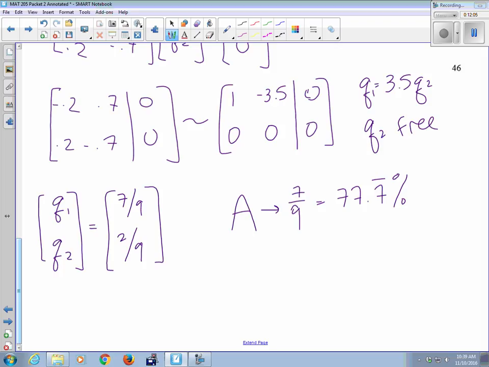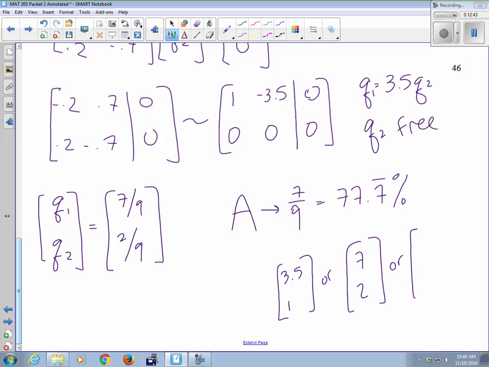So I picked any solution Q1, Q2, right? Yanni had suggested 1, 3.5. And I was like, I don't really like decimals, so I'm going to pick 2, 7. You can pick any solution you want, right? And then my restriction on Q1 and Q2 is that it has to be a probability vector because I'm looking for the percent at the airport and the percent at Main Street. So I need these two entries to add up to 1. Add the two entries together. 2 and 7 gives you 9, or 3.5 and 1 gives you 4.5, right?